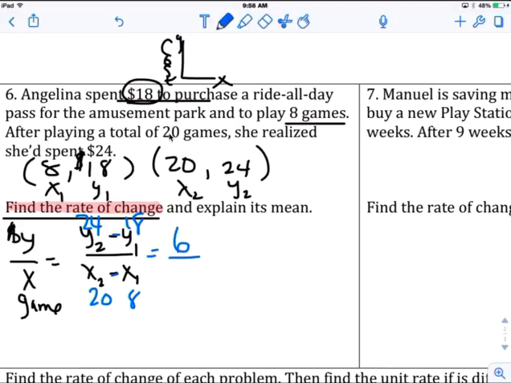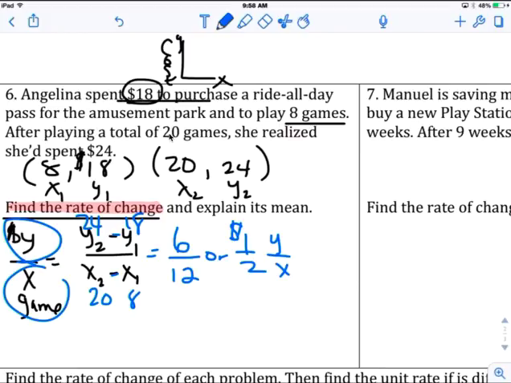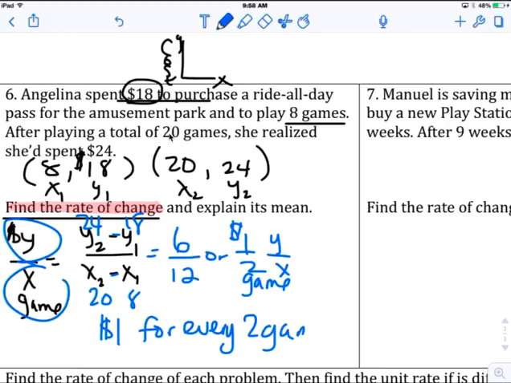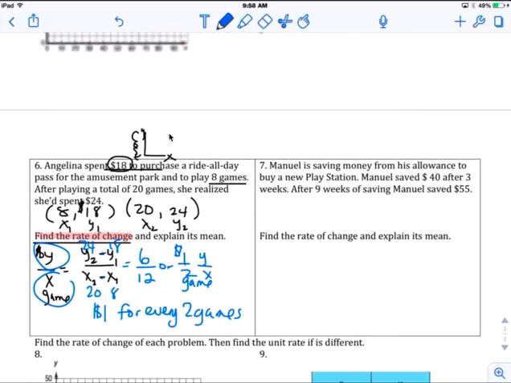6 over 12, or 1/2. And it's y over x, and y is dollar, x is games. So what does it mean? $1 for every 2 games, or 50 cents a game, which is half, right?